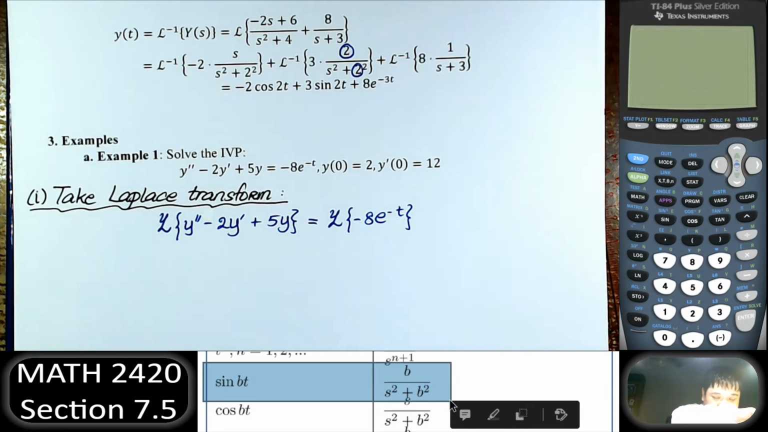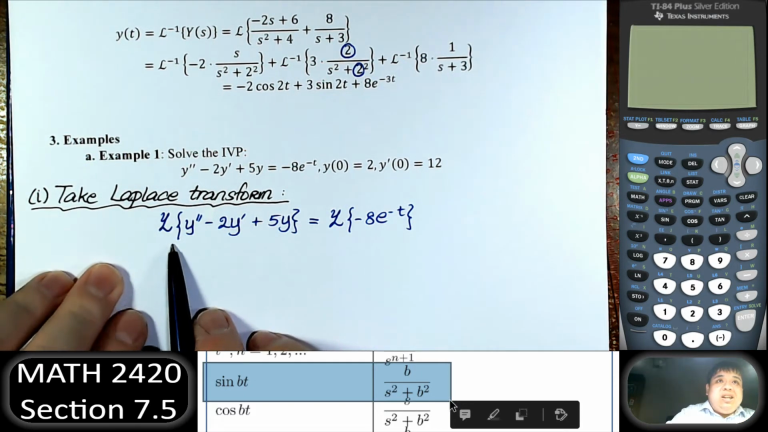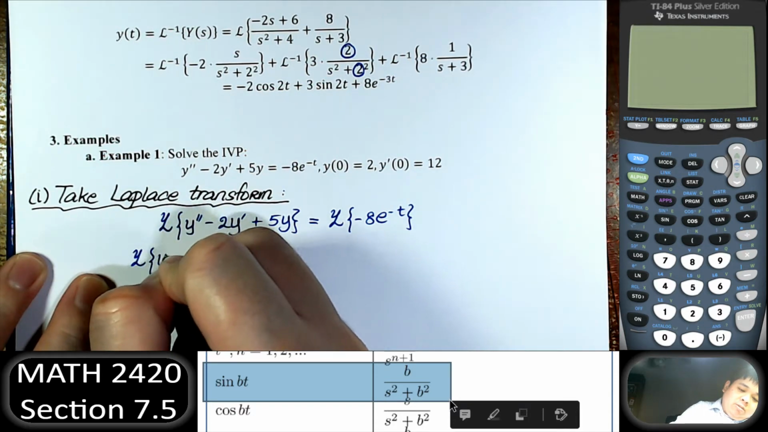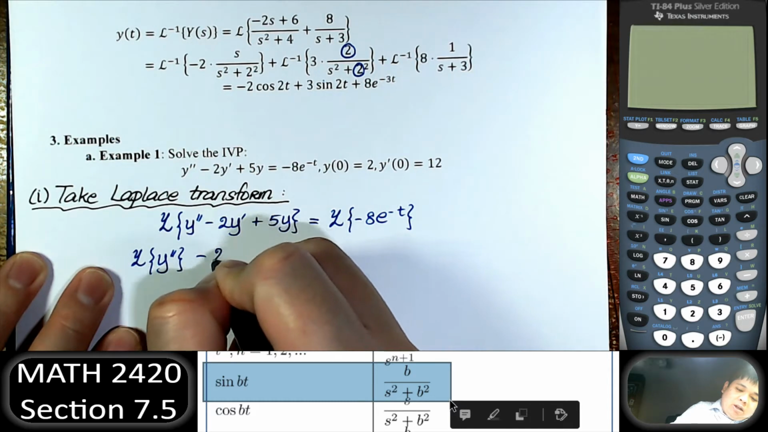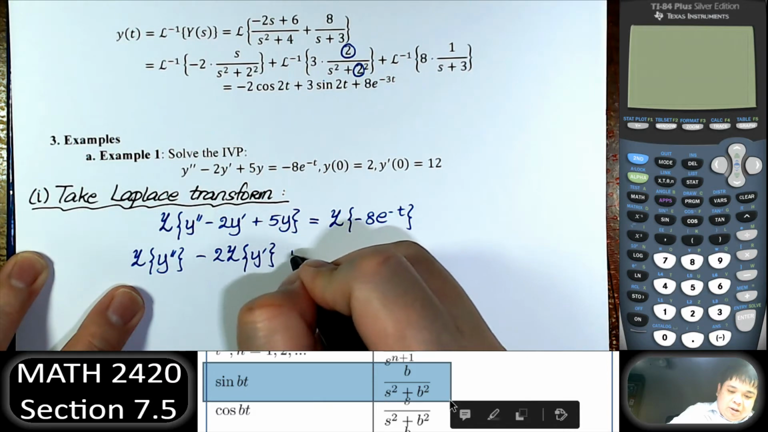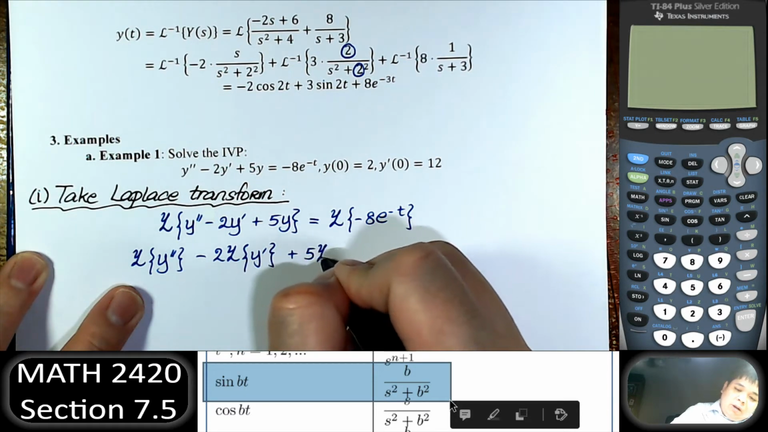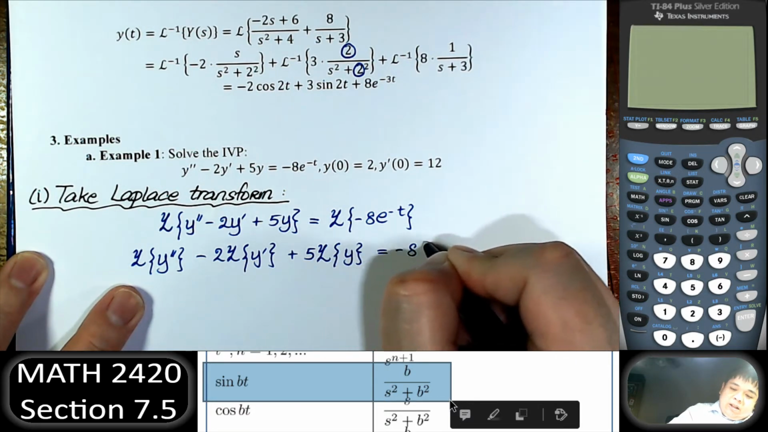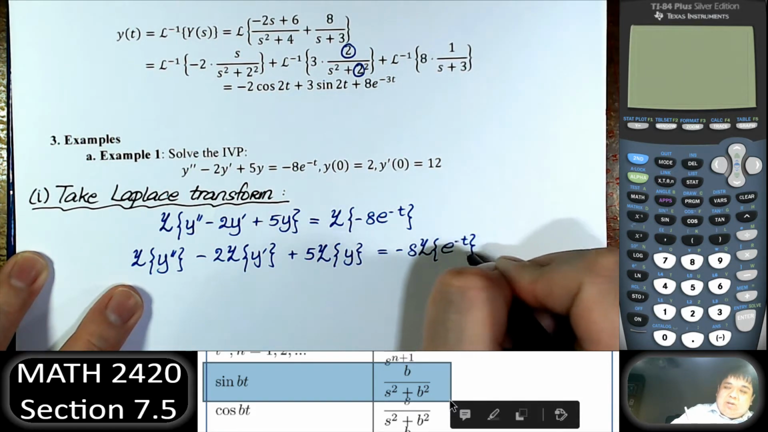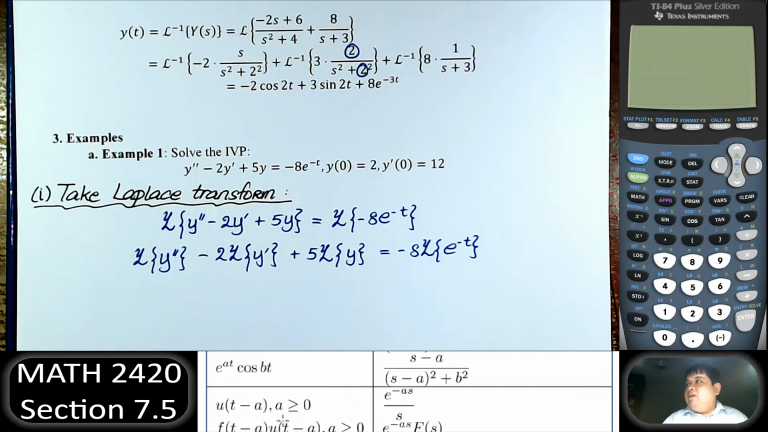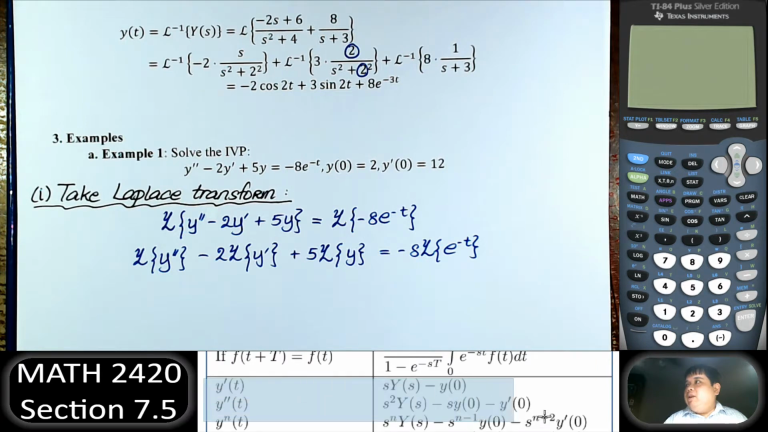Right. Now, by linearity of Laplace transform, we split this. We have Laplace transform of second derivative minus 2 Laplace transform of the derivative plus 5 times Laplace transform of the function equal to negative 8 Laplace transform of e to negative t. Right. Now, transform of the second derivative and the derivative, we're going to use that.